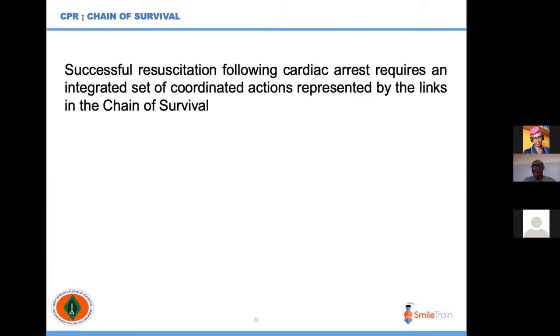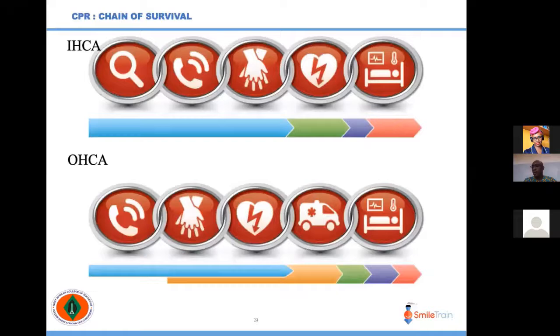This requires an integrated set of coordinated actions presented by the AHA as a chain, known as a chain of survival. So we have links, just like in a chain, and on top we have the in-hospital cardiac arrest and out-of-hospital cardiac arrest chains of survival. You can see that the difference between in-hospital and out-of-hospital is that out-of-hospital, you start with alerting and calling for help.